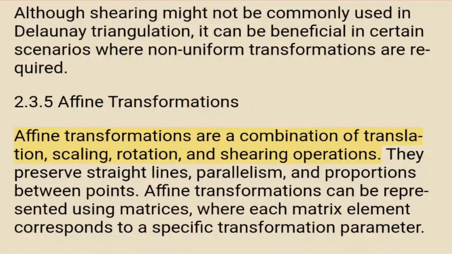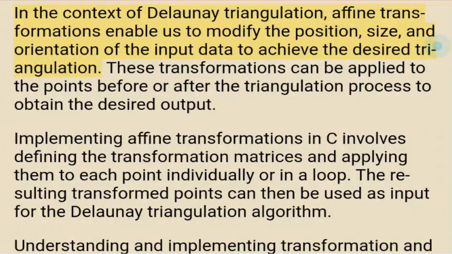2.3.5 Affine transformations. Affine transformations are a combination of translation, scaling, rotation, and shearing operations. They preserve straight lines, parallelism, and proportions between points. Affine transformations can be represented using matrices, where each matrix element corresponds to a specific transformation parameter. In the context of Delaunay triangulation, affine transformations enable us to modify the position, size, and orientation of the input data to achieve the desired triangulation. These transformations can be applied to the points before or after the triangulation process to obtain the desired output.